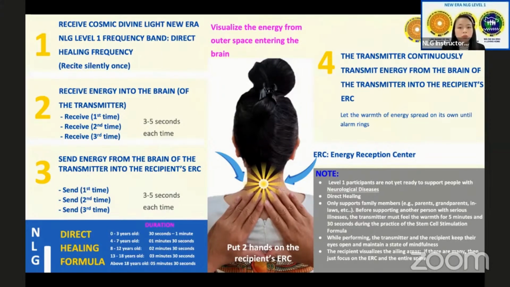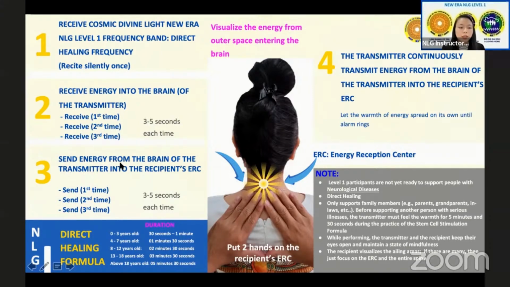Okay, so now let's go through the actual formula. Step 1, receive cosmic divine light, new era NLG level 1 frequency band, direct healing frequency. Step 2, receive energy into the brain of the transmitter. So that is you. You are the transmitter, you're transmitting energy, and you receive first time into your brain, second time, third time, and of course with 3 to 5 seconds in between each time.